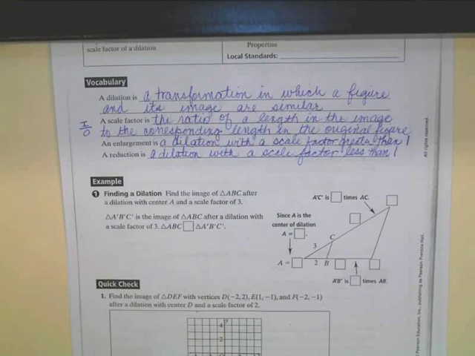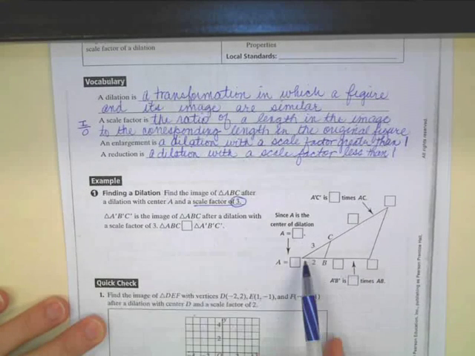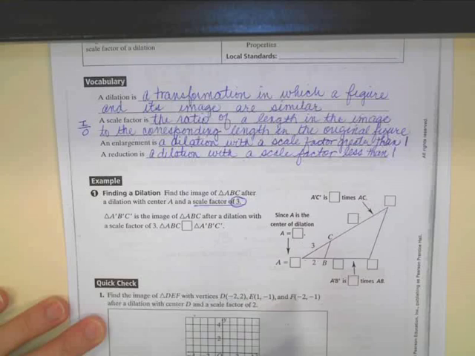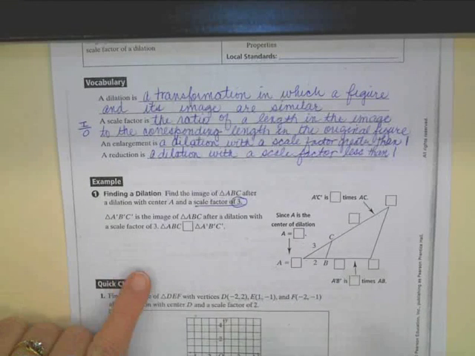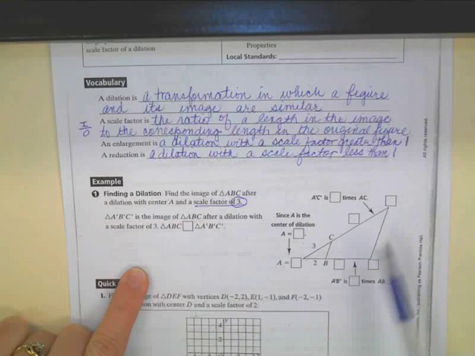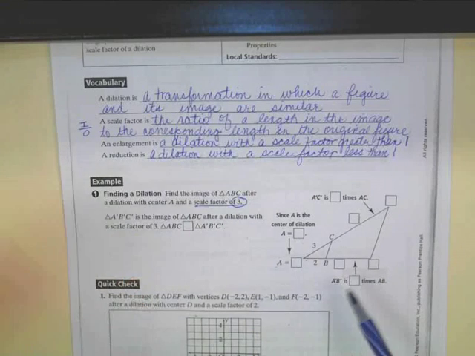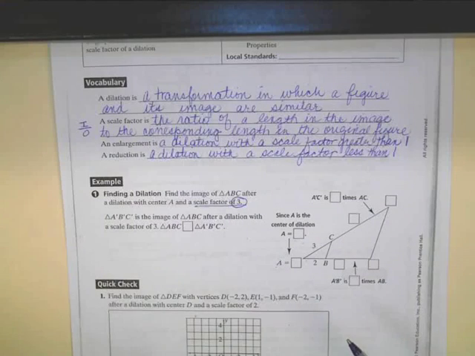Find the image of triangle ABC after a dilation with center A and a scale factor of 3. Okay, so center A means basically A is going to stay home, and from out there things will be adjusted. Because we have a scale factor of 3, you basically have to study this diagram and figure out what it is you need to do.